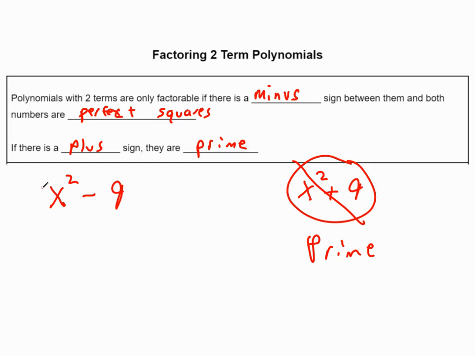So in this case, x squared minus 9, the coefficient out front is 1, which is a perfect square. The square root of 1 is 1. 9 is a perfect square. The square root of 9 is 3. And x squared is a perfect square. The square root of x squared is x.